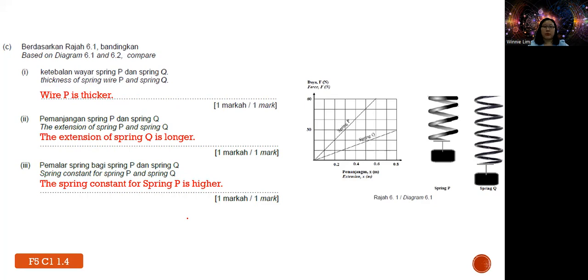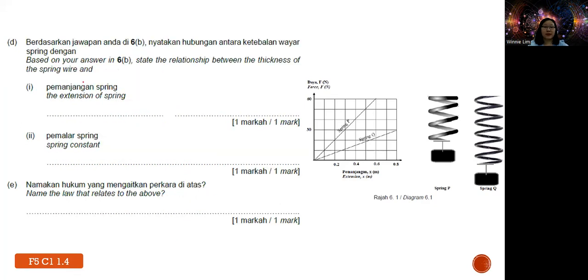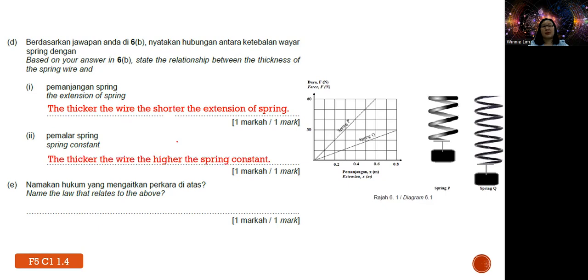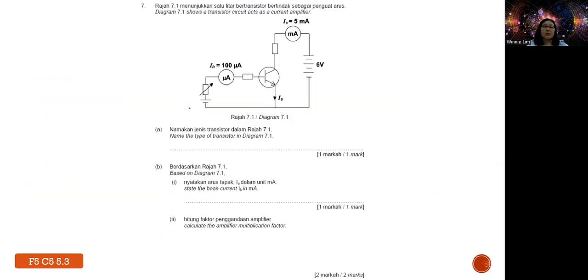Okay, then we move on to the relationship questions again. What is the relationship between thickness and extension? Of course, thicker wire, less extension, or you can use the term inversely proportional. Thicker wire, shorter extension, then spring constant: the thicker the wire, the higher the spring constant, or directly proportional. So what is the law that explains the idea here? This law is called Hooke's law. Make sure you spell it correctly, because with any wrong spelling, you will get 0 straight away for laws. Okay, move on.